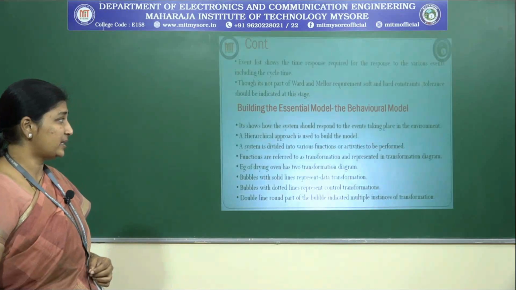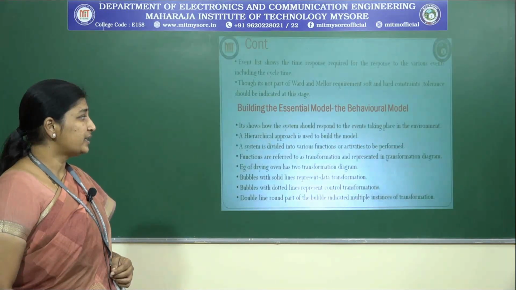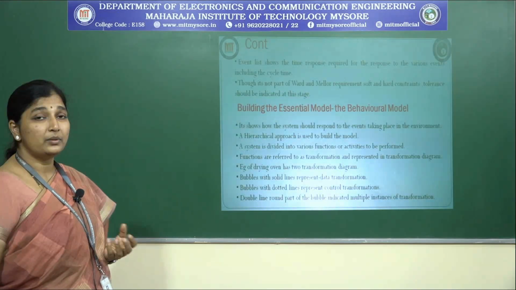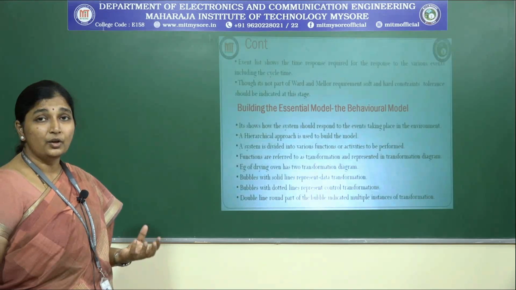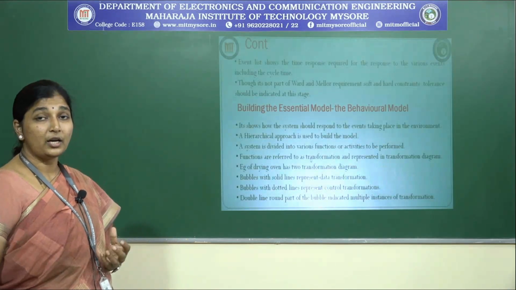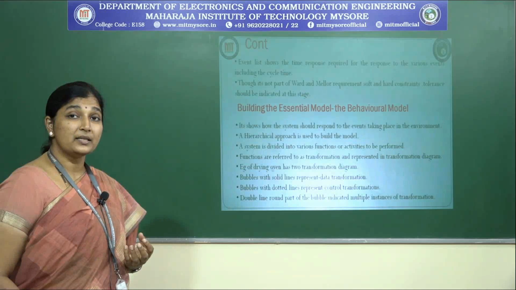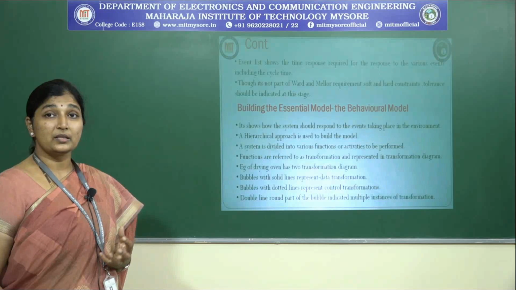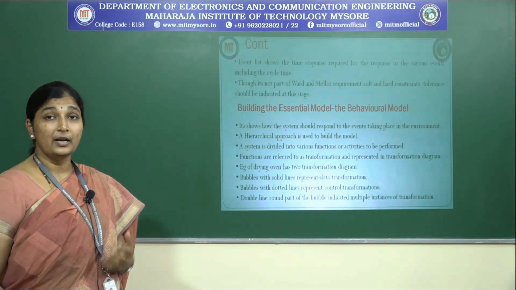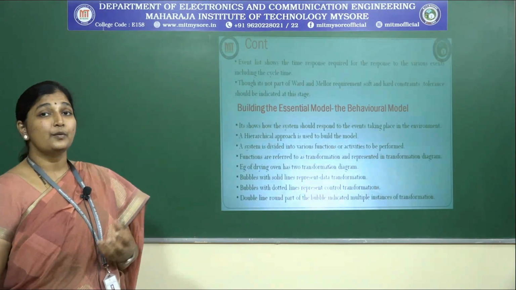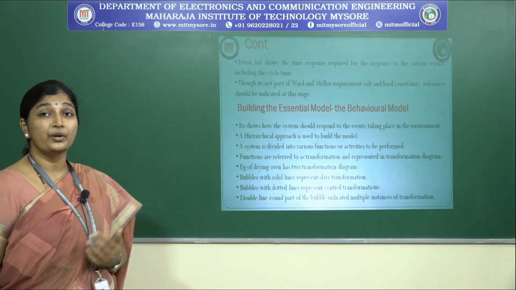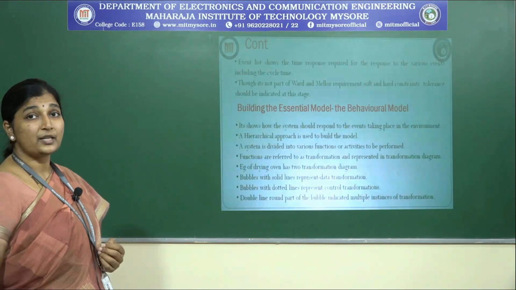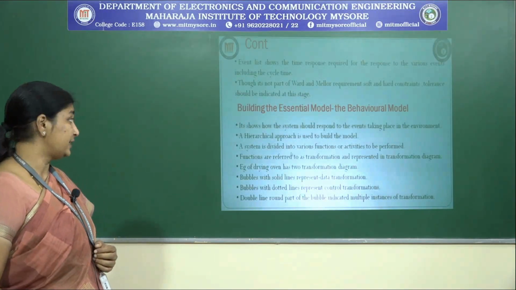The functions are referred to as transformations and represented in transformation diagrams. So when you're talking about the environmental model, you call it a context diagram, but when you're talking about the behavioral model, you call it a transformation diagram. So what is a transformation diagram? From one state to another state, how is it getting transformed? If it is continuous, then it is discrete. Then if you want to have continuous again, how is it going to get transformed?